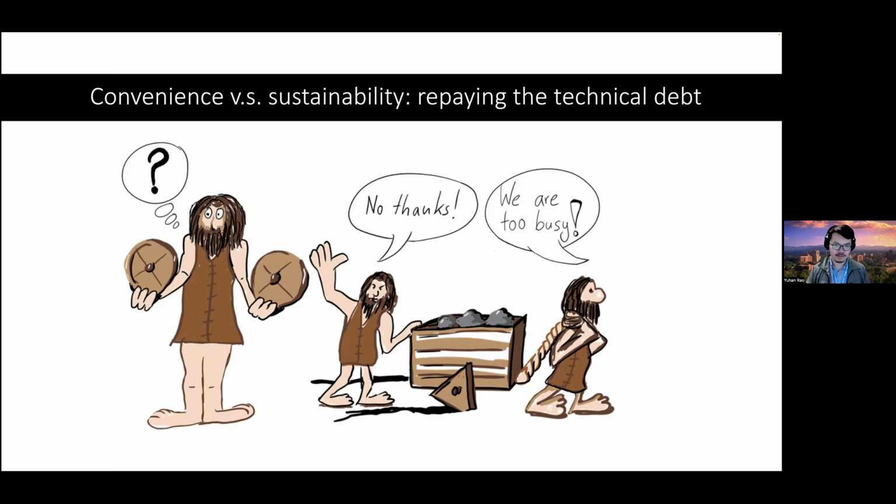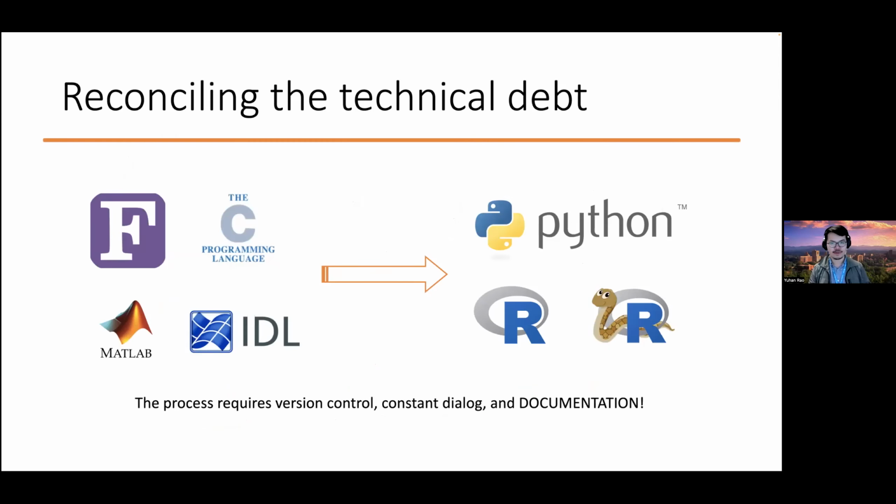But for the long-term goal, we really want to think about sustainability. We need to repay the debts, change the code and make it more sustainable in the development process, so it is easy to use and maintain in the future as well. So that's when we started reconciling technical debts.